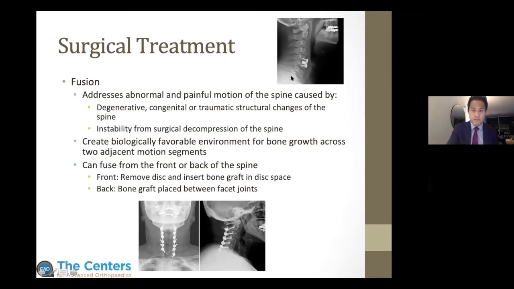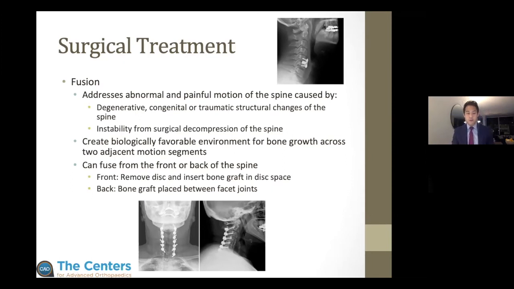So in the top picture, what this surgeon has done is he's removed the disc that's causing compression of the nerves, and then he's put in a piece of bone graft in between the vertebral bodies, placed a plate and screws which hold that area still, and then over time, bone will grow across these two bones and eliminate motion at that spinal segment.